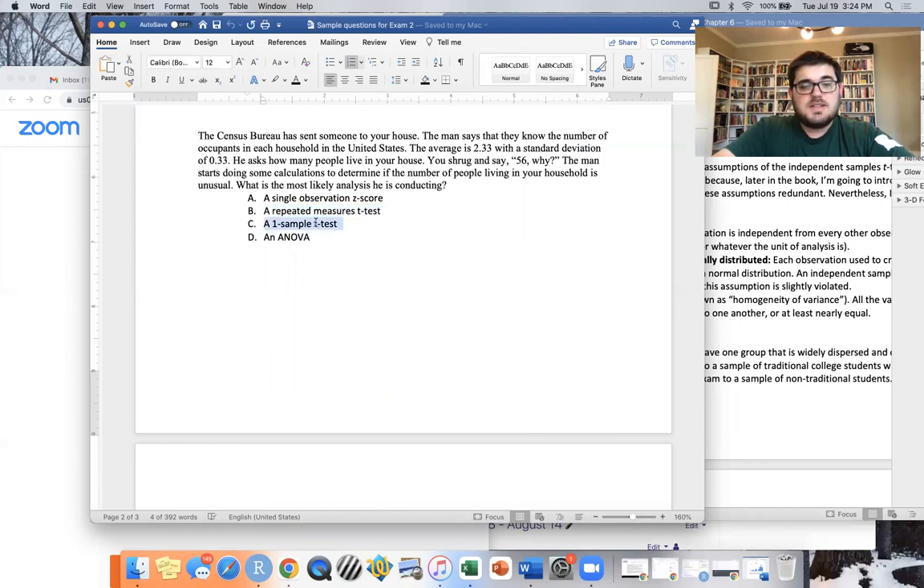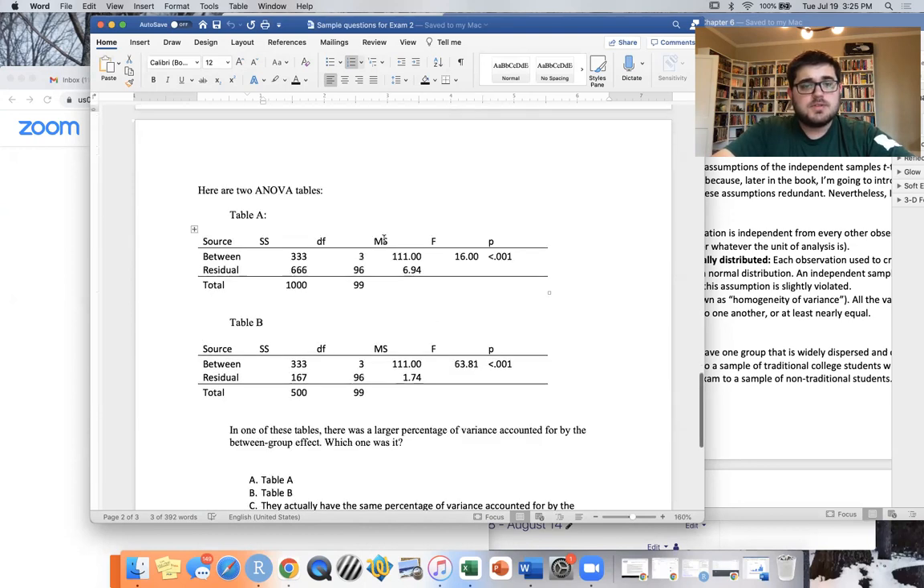One sample t-test is when you want to compare a sample mean to a population mean, and you don't know the population standard deviation, but we have that right here, so it can't be that. And an ANOVA is for when you want to compare 3 or more sample means and determine whether any of them are statistically different from one another. And that wouldn't really fit this situation.